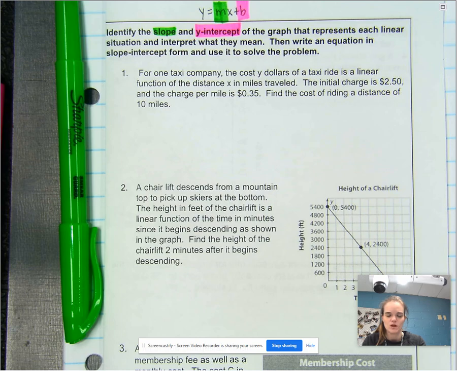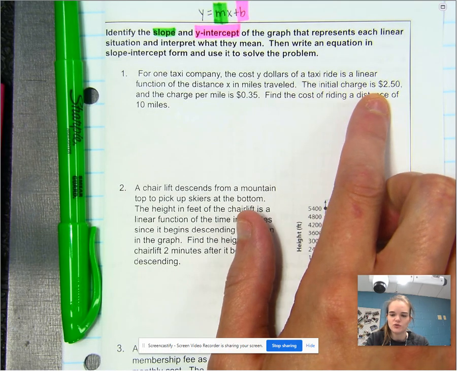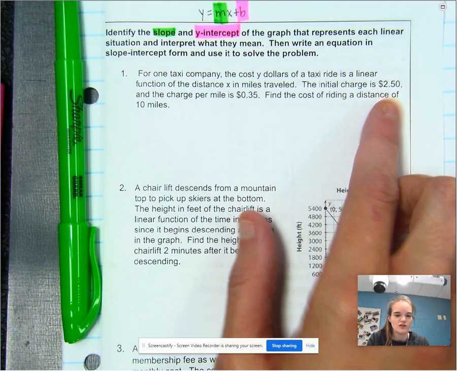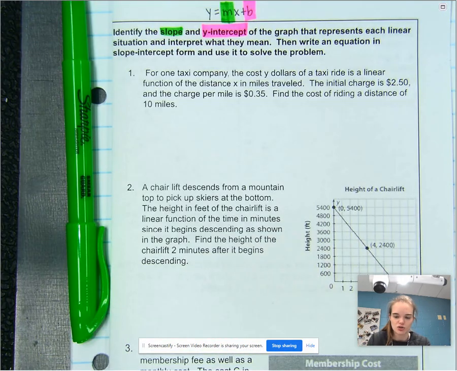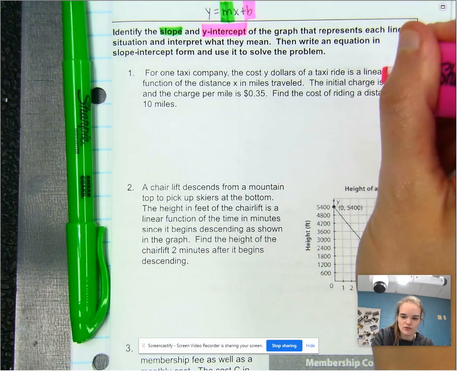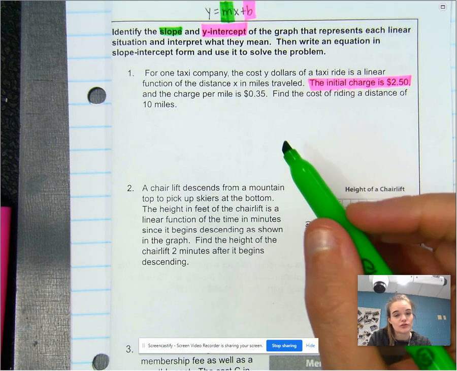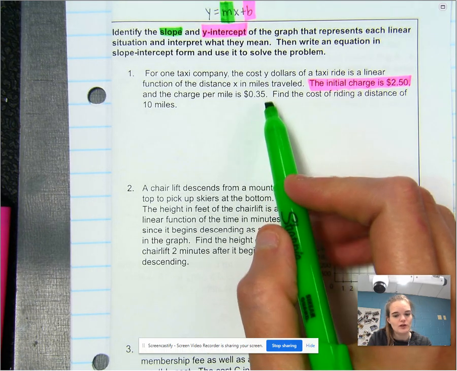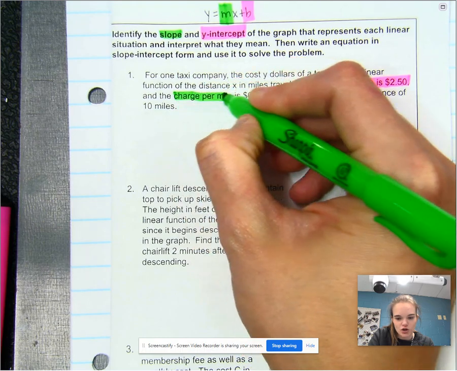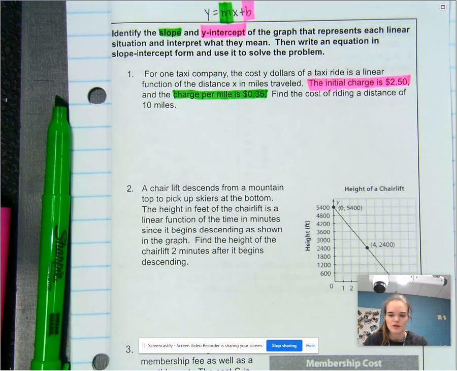So number one, for one taxi company, the cost of y dollars of a taxi ride is a linear function of the distance x in miles traveled. The initial charge is $2.50. By the way, the initial charge is always the y-intercept. Initial charge, or where you start out, that is always the y-intercept. And the charge per mile, the reason why the slope will be 0.35 is because we have that word per right there. The charge per mile is 35 cents. Find the cost of riding a distance of 10 miles. We'll worry about that later. Let's write the equation first.